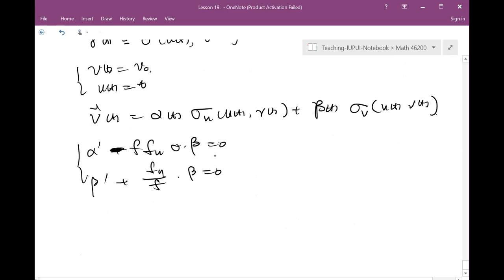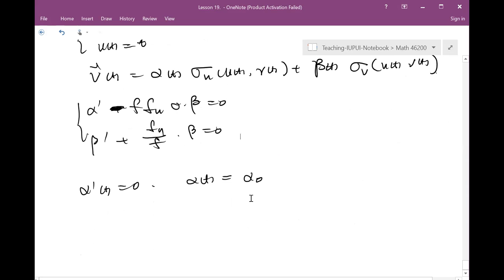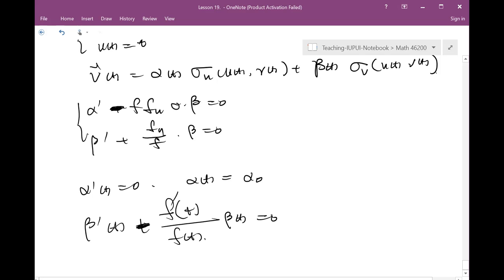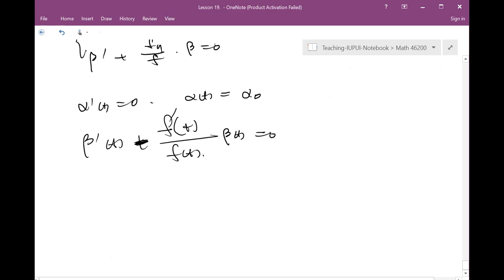Look at this equation: alpha prime t is going to be 0, so alpha t is going to be constant. So we determine alpha. Now how do I determine the beta? See, this is a FU, and U is just t, so F prime t. I can solve it. It's easy to solve.